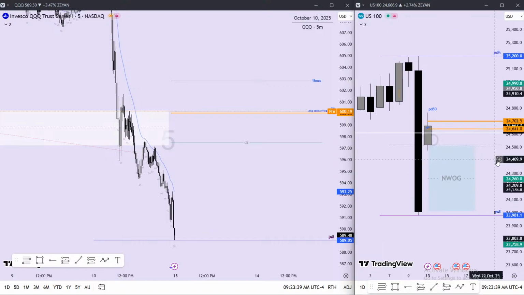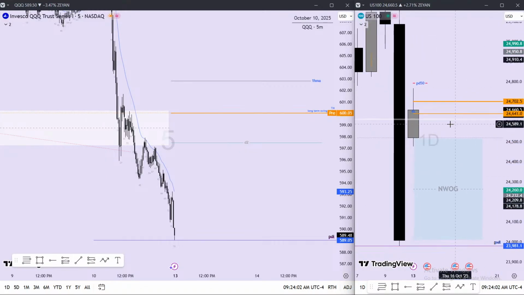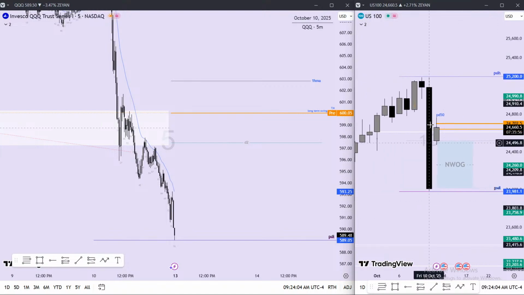So the first thing we are going to mark is the new week opening gap. The Friday's close was 24,009, and on Sunday we opened at 516. So from this point to that point, we are going to draw a range and call it the new week opening gap. So this should be on your chart.